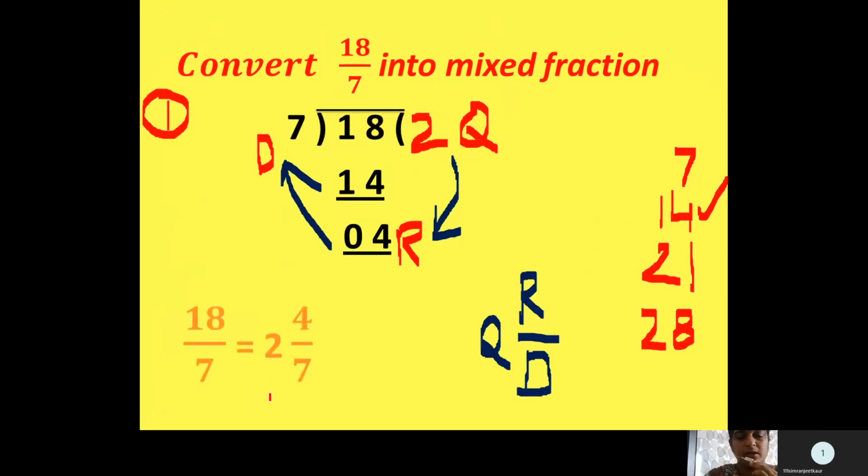So in this way, our fraction is 2 into 4/7. Simply we have written first this quotient as a whole number, then this remainder in the numerator and this divisor in the denominator. Let us do the next sum.